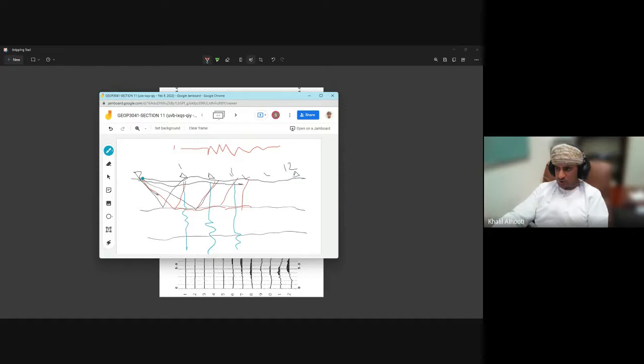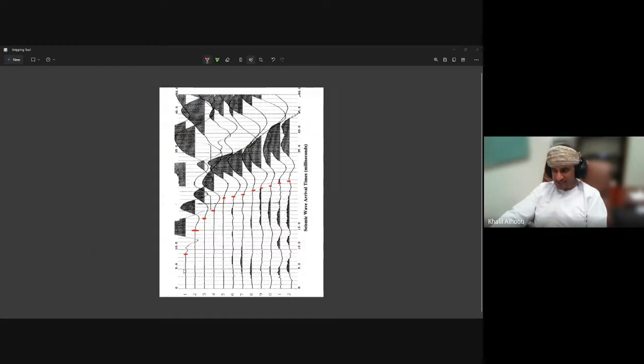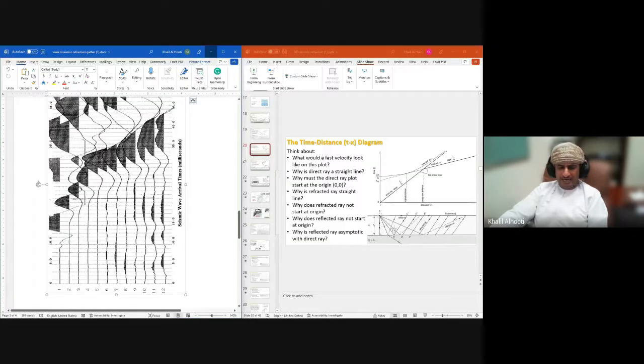For this one, because the source is closer to this geophone, the energy arrives first here. It takes more time to travel from the source to the last geophone, geophone number 12, the farther away geophone. That's the reason the arrival time is shorter here compared to there. So after this step, what is the next step? We go back and draw lines.